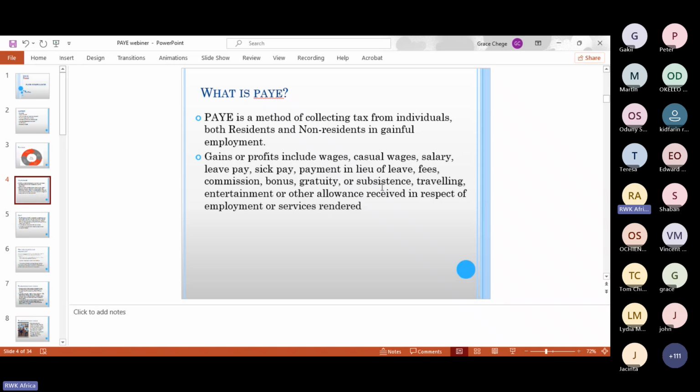So what is PAYE? PAYE is a method of collecting tax from individuals, both residents and non-residents, in gainful employment. So if you are employed, your employer is mandated to deduct this tax and remit to KRA on your behalf. The gains from employment are wages, casual wages, salaries, leave pay, sick pay, payment in lieu of leave, fees, commission, bonuses, gratuity or subsistence, traveling or entertainment or any other allowances.